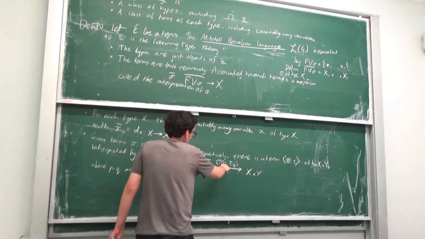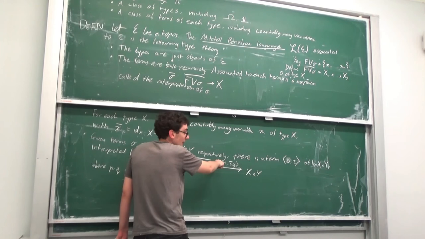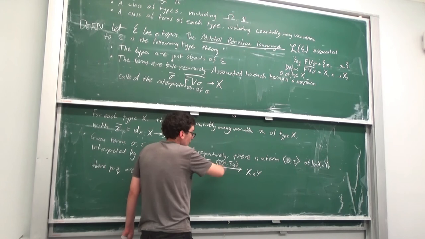So then if you post-compose P with sigma bar and Q with tau bar, that's well-defined, right? Because you've thrown out all the variables that sigma bar didn't know about, and likewise for tau bar. And then you just take the usual map in the product, and this thing will give you the thing in X, and this thing will give you the thing in Y.